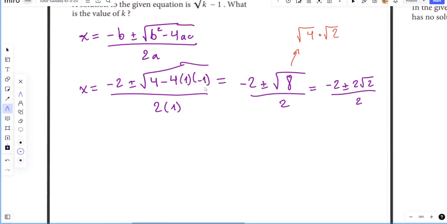Okay, so we can simplify this even further to get it to match the form that they gave us. We divide by that 2 and we get negative 1 plus square root of 2, or square root of 2 minus 1. And of course, the value of k, which is what we're looking for, is just equal to 2. K equals 2.